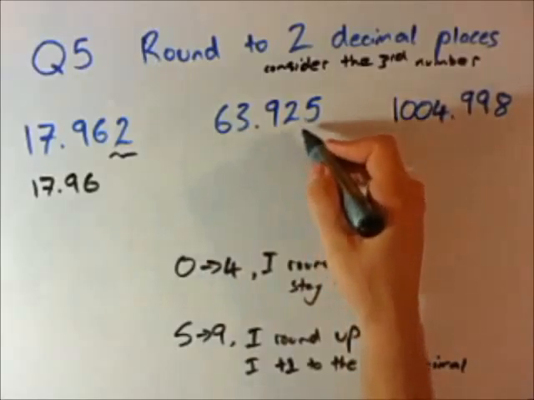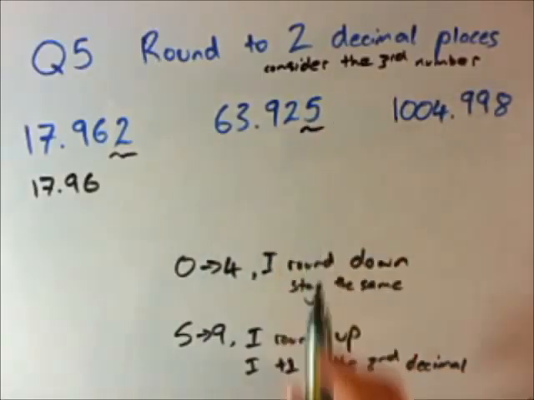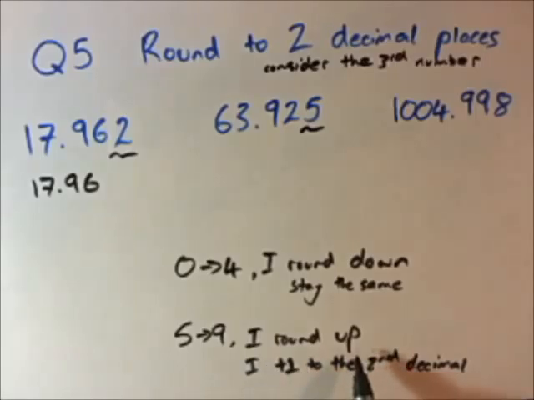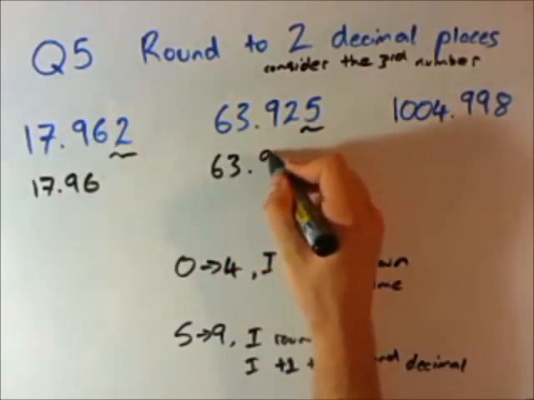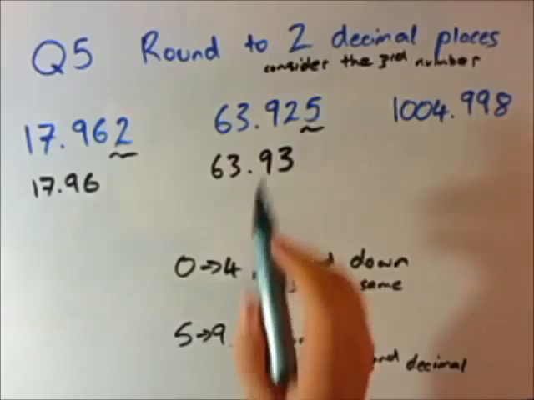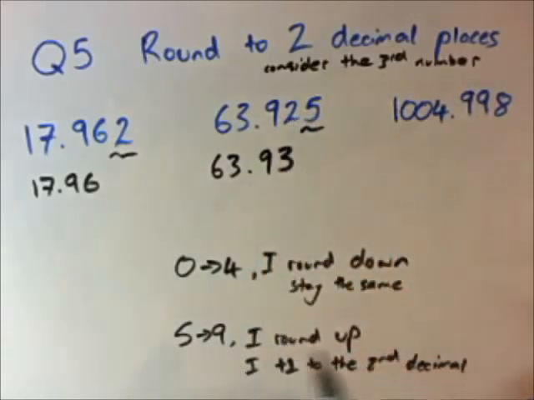Let's look at the next one here. Looking at the third number, 5. Well, 5 is between 5 and 9, so this time I round up, or I add 1 to the second decimal. So, in this case, 63.93. So I've added 1 to this 2.